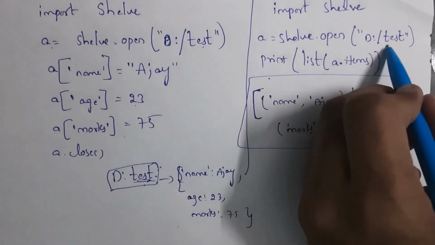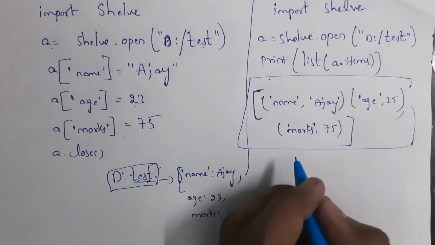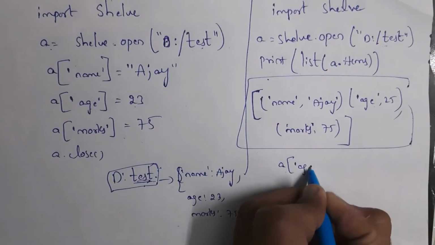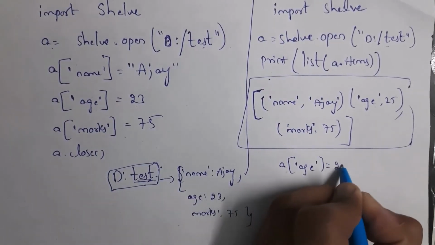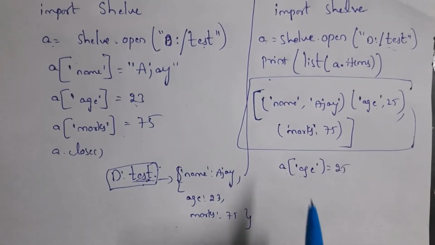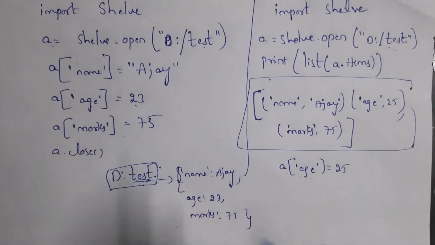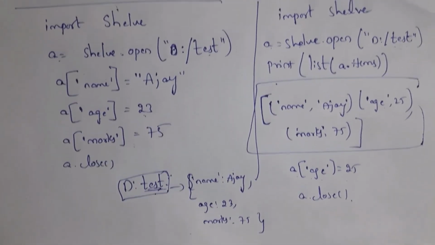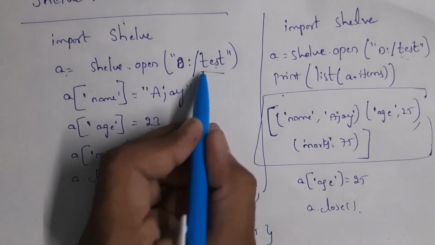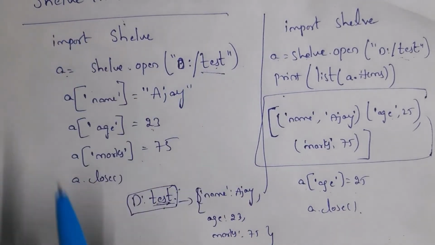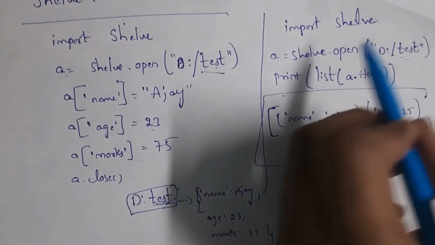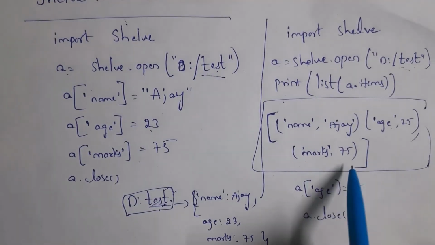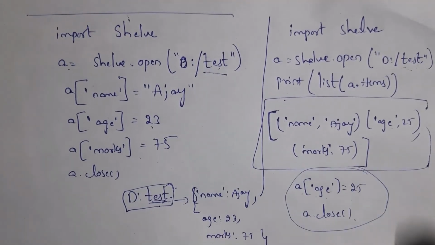Now I want to change age 23 to 25. After writing this line of code, just write here a of age equal to 25. Whenever you run this line of code, it will change age 23 to 25, and at last write a.close. This is the program in order to create a database, adding dictionaries inside the database. Next, how to see data on my output screen. And next, this is the program in order to modify data in my database.